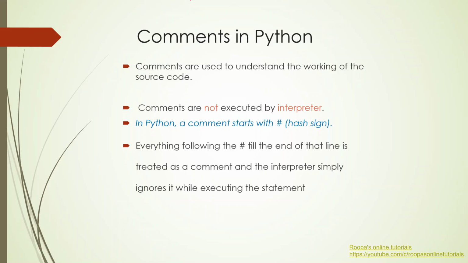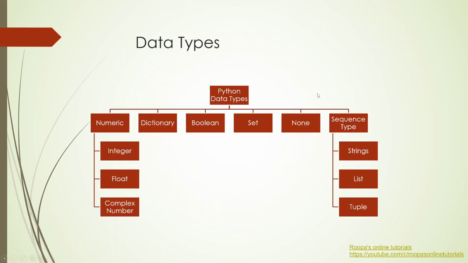Comments in Python. Comments are used to understand the working of the source code. In Python, a comment starts with a hash sign, so we need to remember this. When I use a hash sign, for example in my first program, this will not be displayed on the screen. And then we will also look into the data types. In the next slide, I'll talk about the data types.